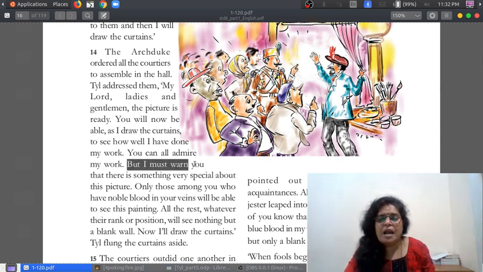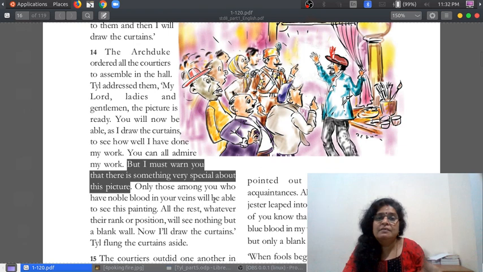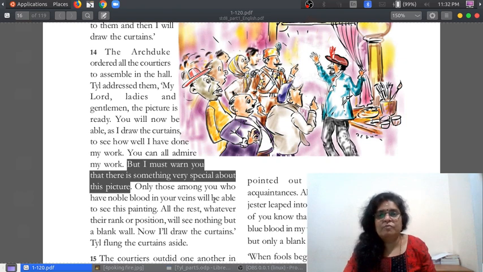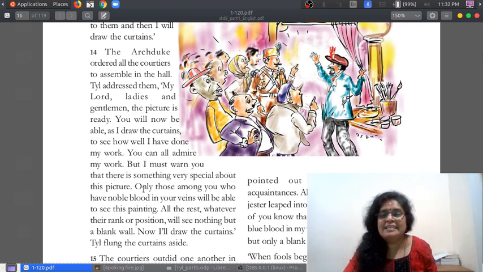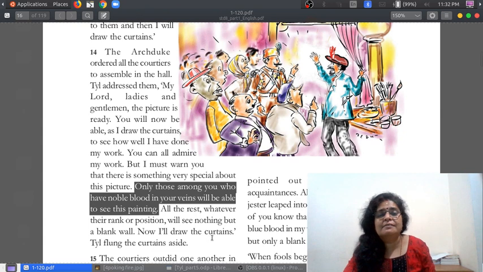But I must warn you that there is something very special about this picture. Yeah, this picture is very special. I will tell you. What is the speciality? Listen. Only those among you who have noble blood in your veins will be able to see the painting.